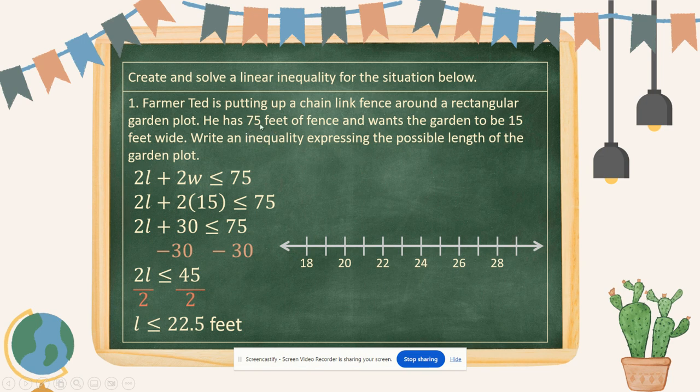If he wants to max out the amount of fence he has, his length would be 22.5 feet. But does he have to technically use all of his fence? No. So it has to be less than or equal to 22.5 feet. We'd put a closed circle at 22.5, going to the left. Probably the most difficult part we're going to struggle with today is that setup part, just because it's kind of new to us. But once we start familiarizing ourselves with what words we're seeing and what they mean as far as translating them to math symbols, I think we're going to be okay.